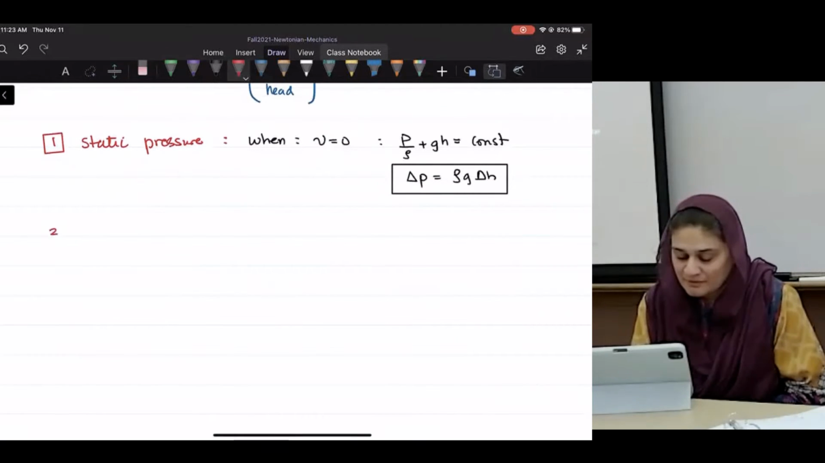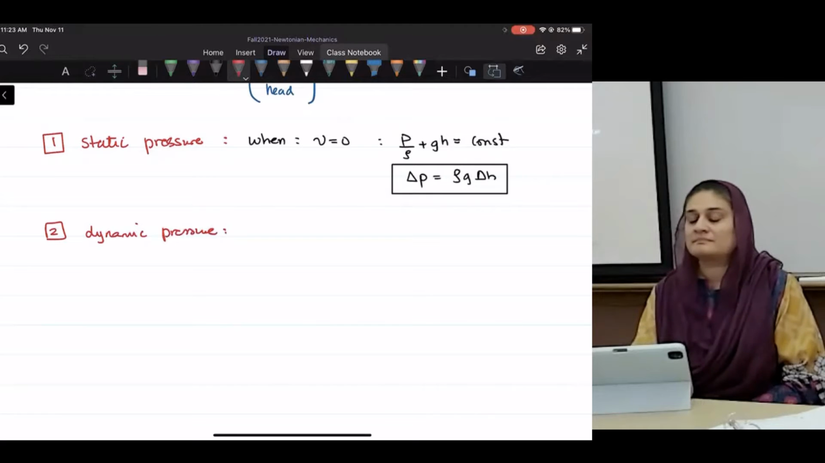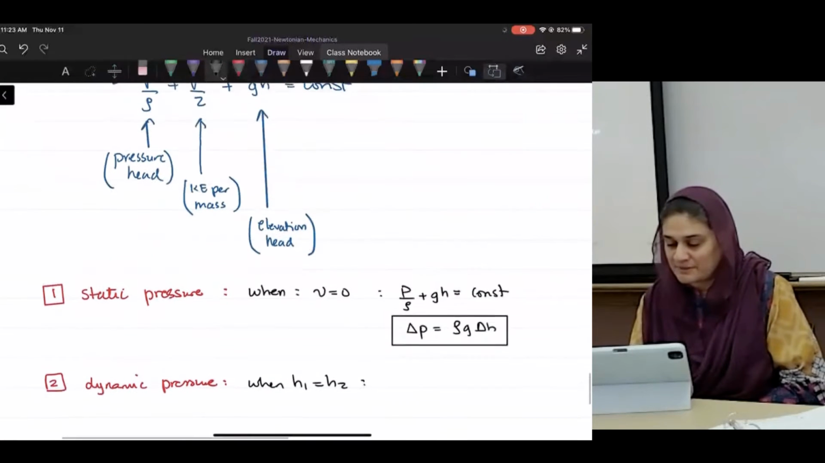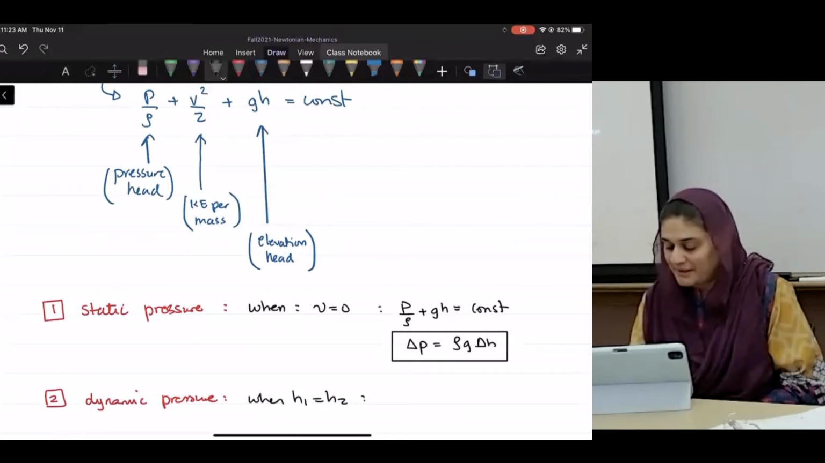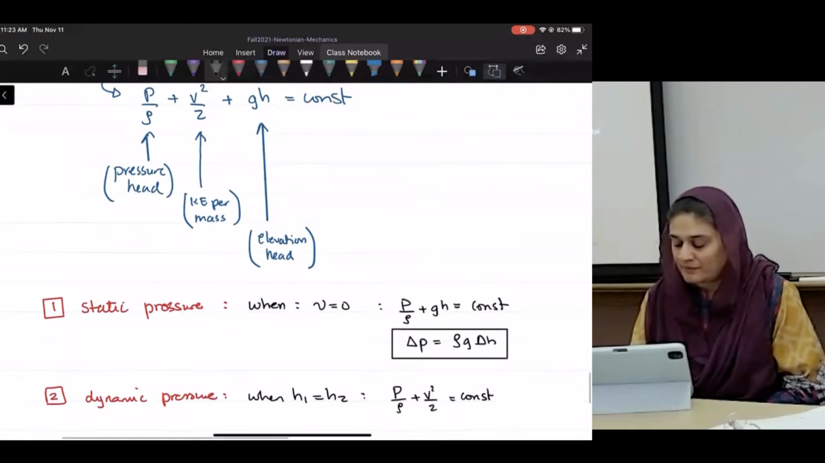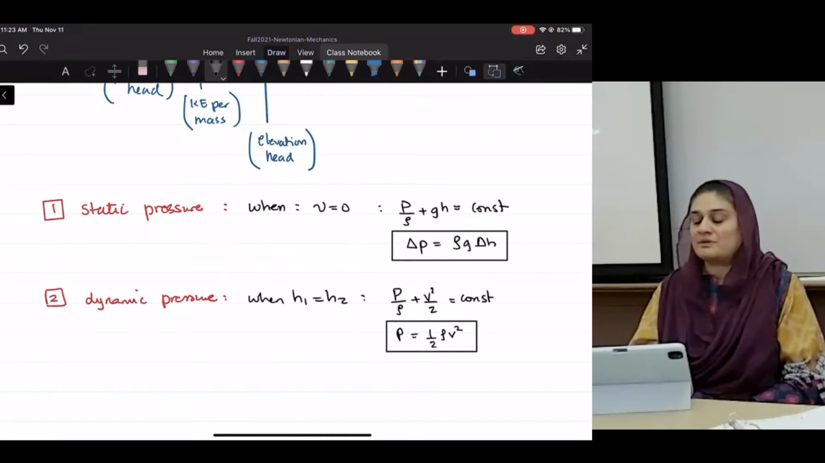Number two, dynamic pressure. What happens when H1 equals H2 in this equation? May I write this as P over rho plus V squared over 2 equals a constant? Or may I write this as 1/2 rho V squared? Does that remind you of something?